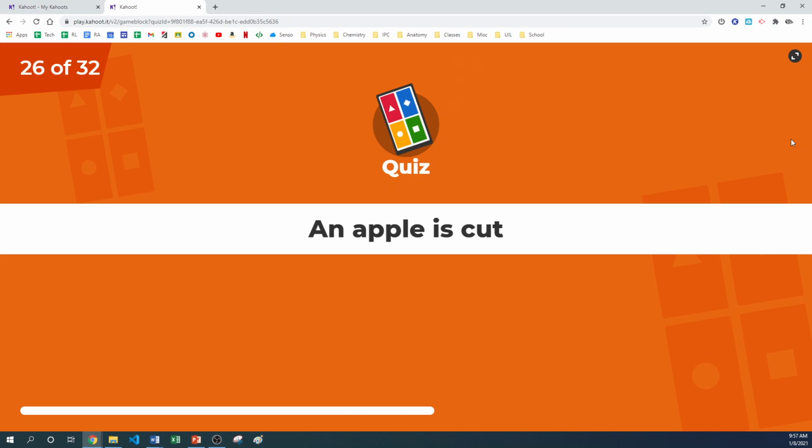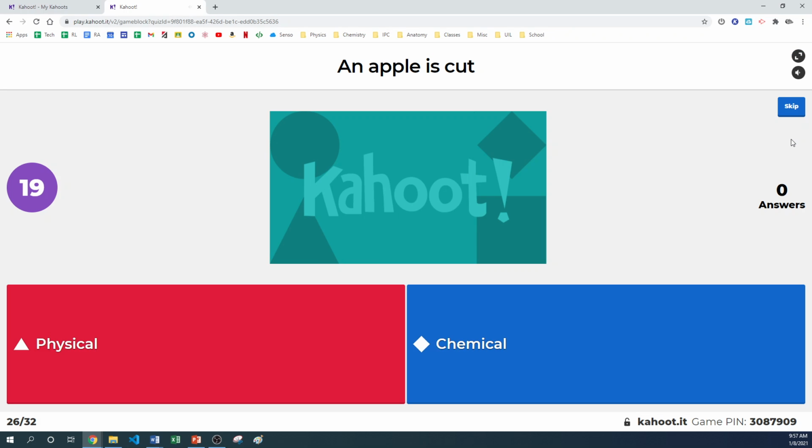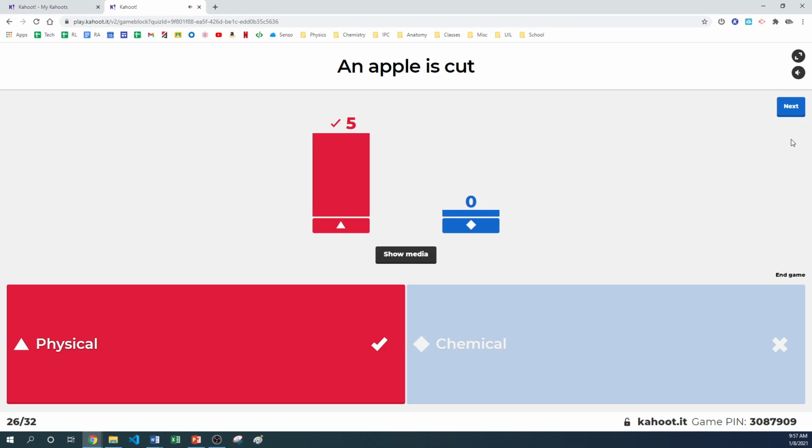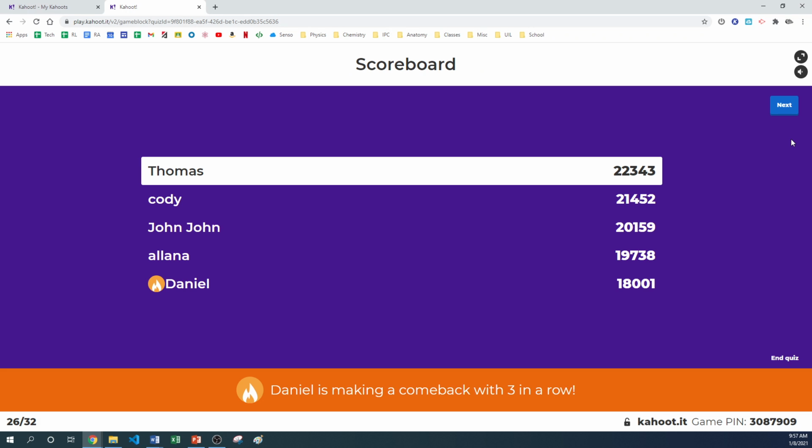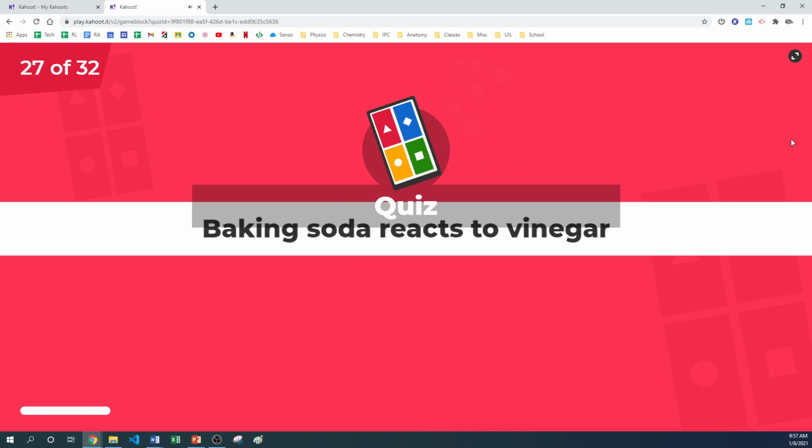An apple is cut. Physical. It's still an apple. You cut the apple and you end up with 2 apple slices. This needs to be harder. Somehow, you did some chemistry. There's another one that's slightly harder.